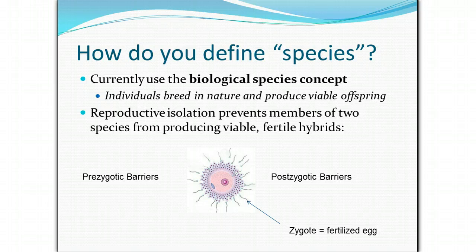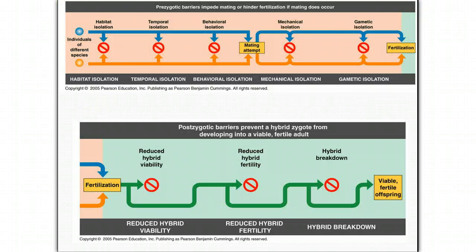Some are prezygotic, so they prevent the sperm and the egg from ever meeting, and some are postzygotic. So yes, intercourse can happen between members of different species, but the zygote may not ever end up going anywhere. This is a picture from your book. And what you're going to do in class is you and a partner are going to have a little project where you have some fun with these prezygotic and postzygotic barriers.